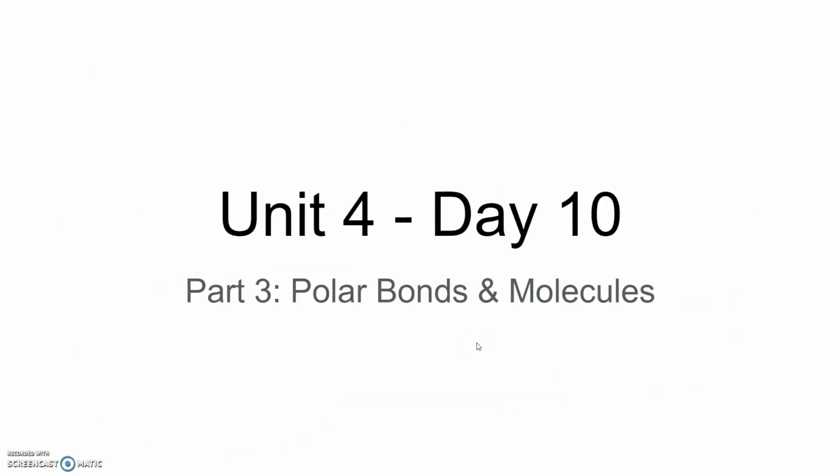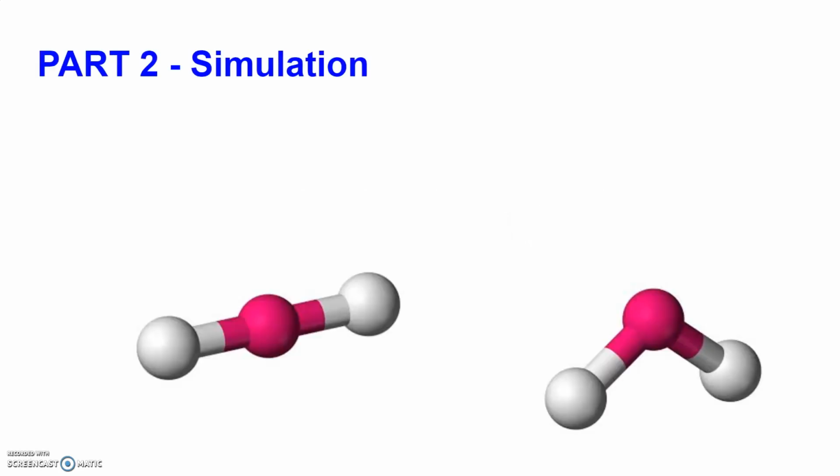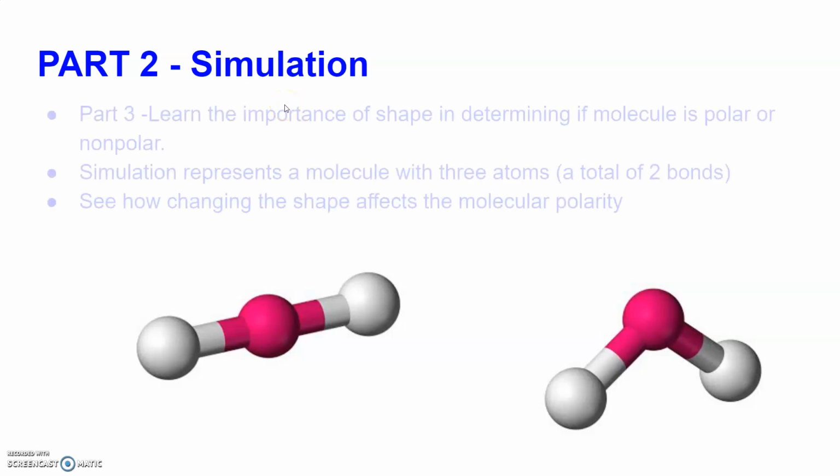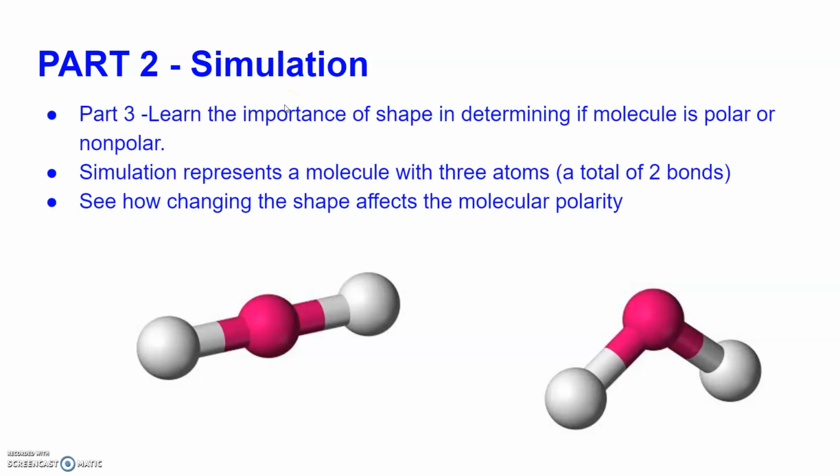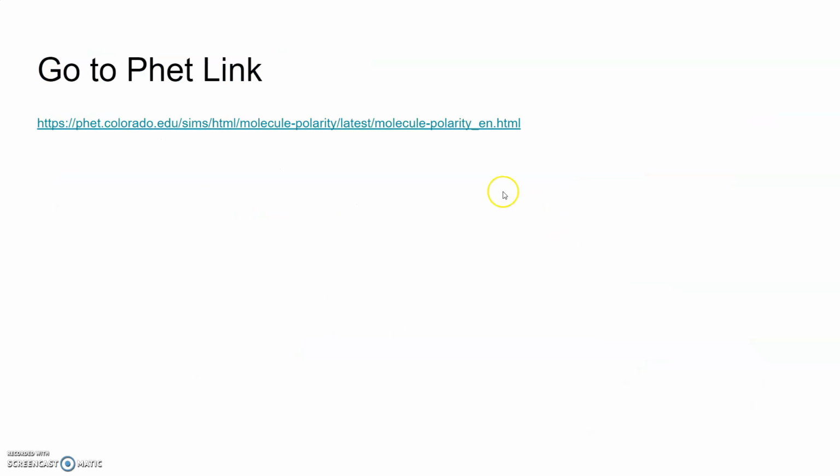All right, the last thing we're going to do is dive right into part 3, where we talk about the shapes. In this part of the simulation, we're going to learn the importance of shapes in determining if a molecule is polar or nonpolar. And we're going to look again at the same molecule with 3 atoms. So we're going to change the shape from this linear shape to this bent or angular shape and see what happens. So let's go right back to our simulation.